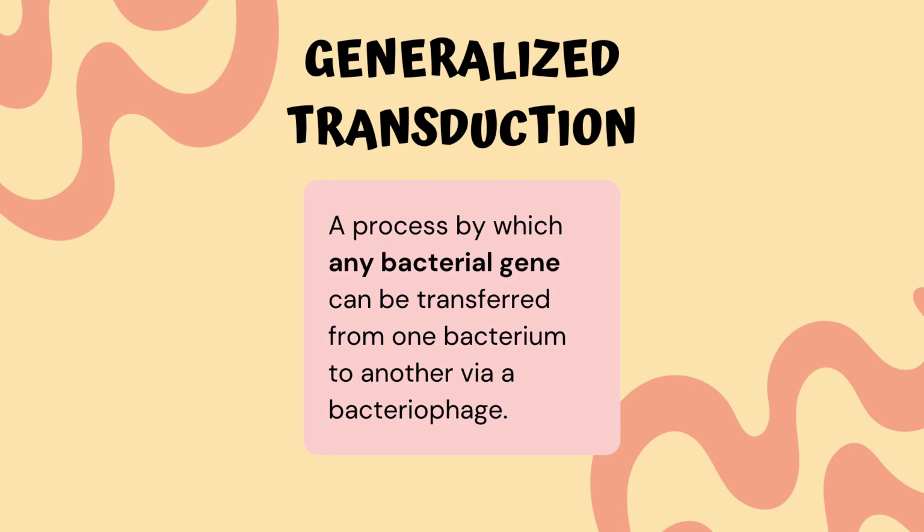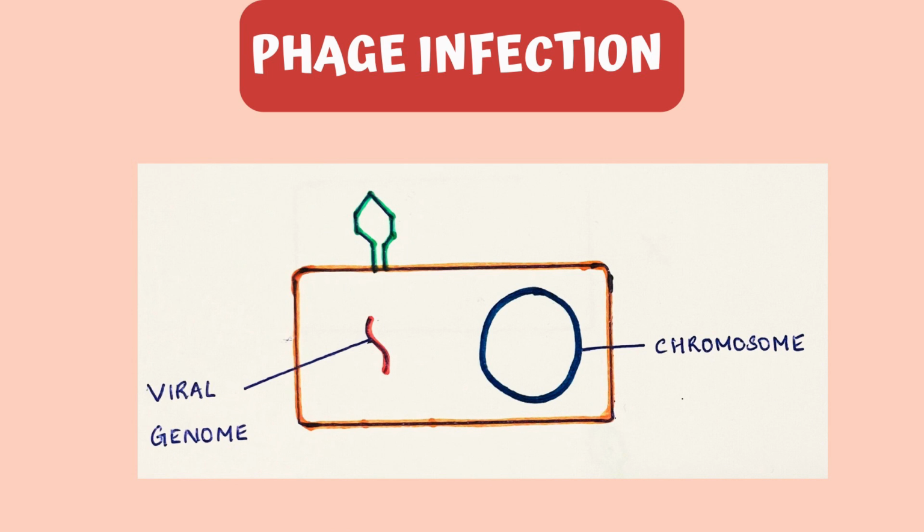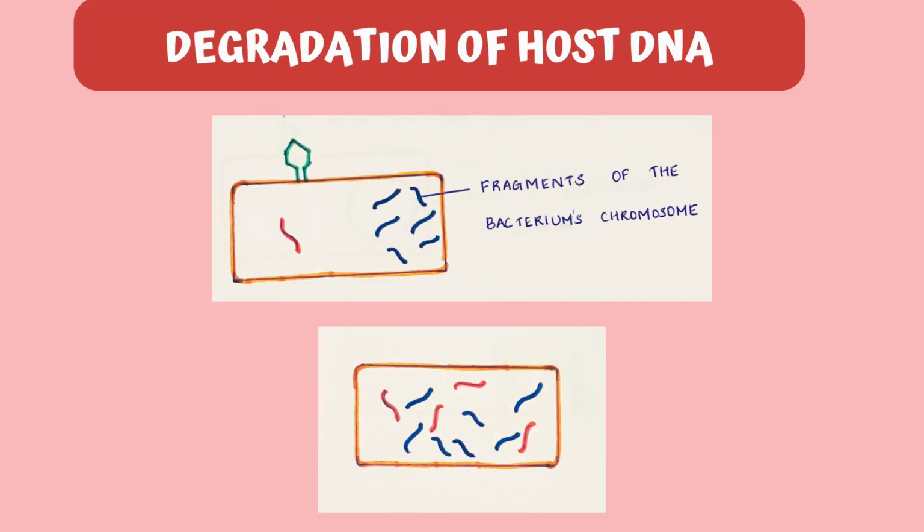As we have already said, generalized transduction is a process by which any bacterial gene can be transferred from one bacterium to another via a bacteriophage. And what are bacteriophages? These are viruses that infect bacteria. Phage infection. A bacteriophage infects a donor bacterium and injects its DNA into the bacterial cell. Degradation of host DNA. The phage DNA takes over the host machinery to replicate itself and produce new phage particles.